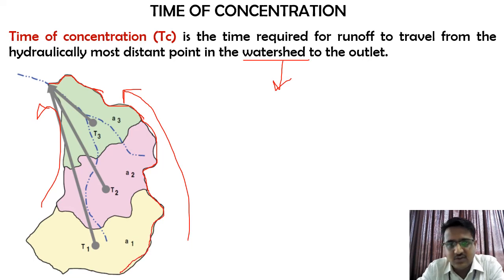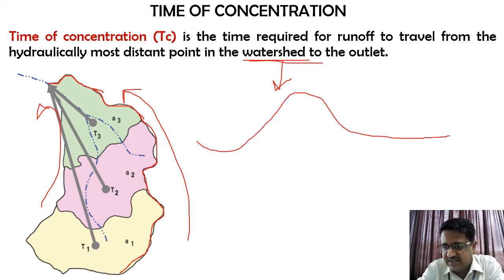Okay, so a simple example to help you understand what a watershed is: imagine you have a mountain, something like this. Whenever rainfall occurs on this side, all that rainfall, or else the runoff, will move towards this end. Similarly, the rainfall occurring on the other side will move towards the other end.